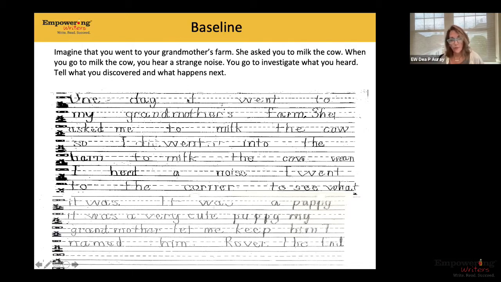Now, from a perspective of the beginning of second grade, what does this student demonstrate really well? First of all, it's organized. The student demonstrates they can read the prompt, and they basically just restated the prompt and added a little bit of detail, which was I named him Rover. But at the beginning of second grade, if I have a student that walks into my classroom and can write this, I'm very happy, right? Because it's a great starting point.